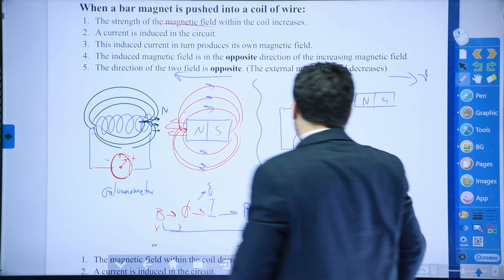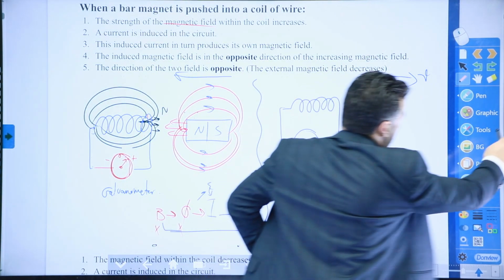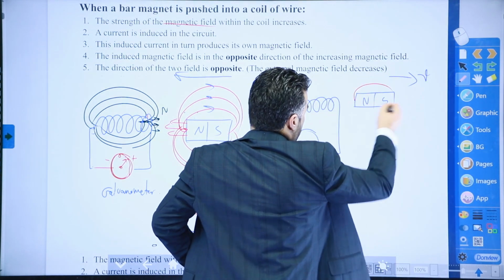So what happens exactly when we do this? First of all, you can see that there are magnetic field lines, correct? So we'll say these are the magnetic field lines.